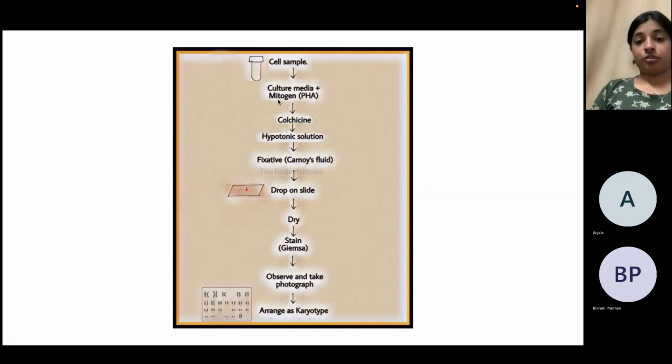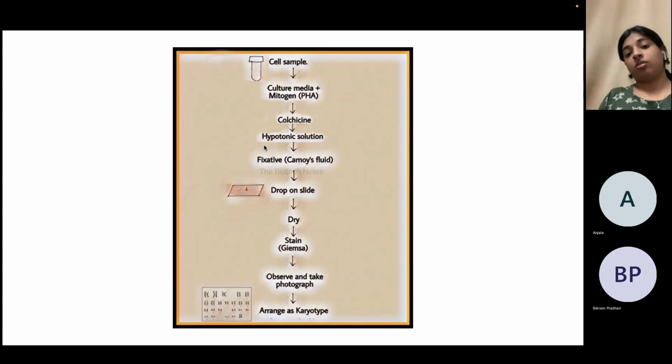Then you add the mitogen to the cells. So this induces cell division, induces mitosis, and then you add this drug known as colchicine. Colchicine arrests all these mitotic cells in the metaphase, and the cells are unable to progress further. Then you add these cells to a hypotonic solution. This lyses the cells and releases out the chromosomes. Then you add any fixator in order to fix the chromosomes onto the cells. So by this, what happens is it is unable to be washed out from any staining.